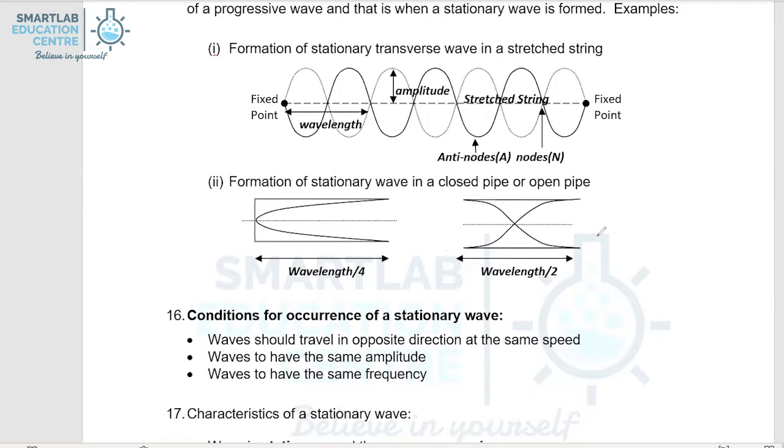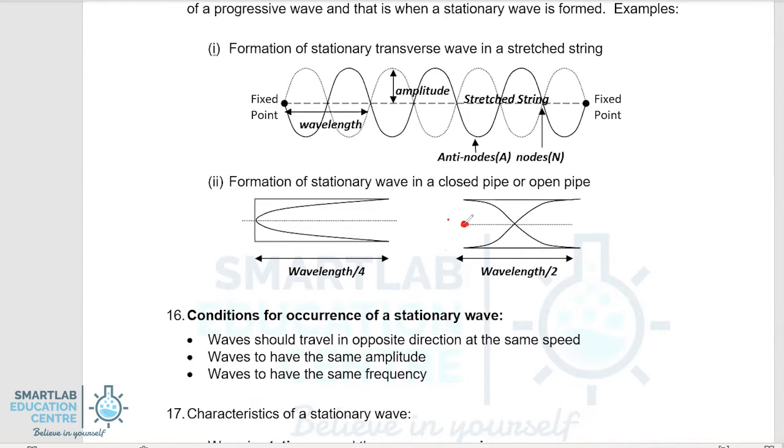So if you now take a look at the open pipe, you will find that at both ends, the air particles are free to vibrate freely. Therefore, both sides are antinodes.